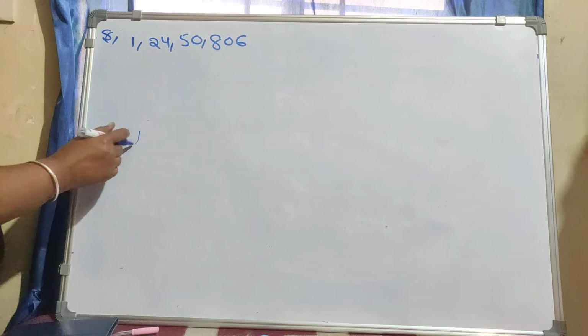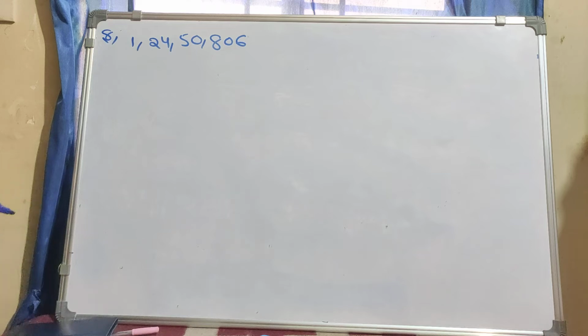The eighth question is, give the three consecutive odd numbers preceding 1,24,50,806. 1,24,50,806 is the given number. What are the three consecutive odd numbers? Odd numbers and even numbers. We have not discussed this in this class, but I have already given the information in my previous sessions.